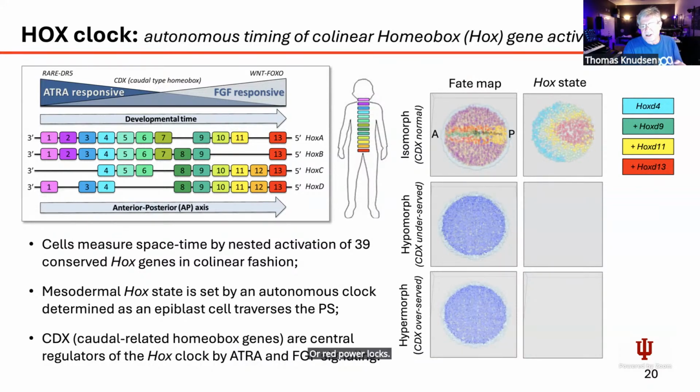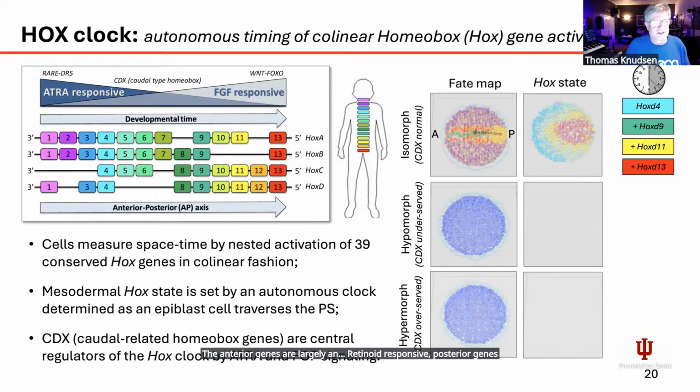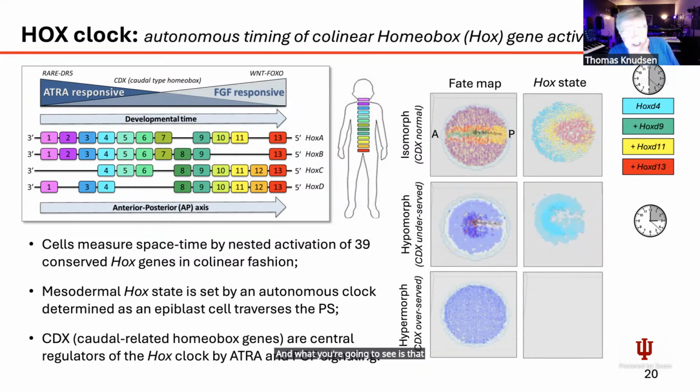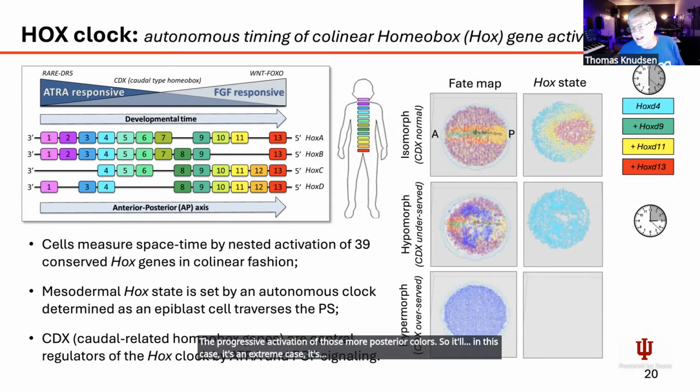So now we can start messing with the signals that regulate CDX. And if you look at the map to the left, the anterior genes are largely retinoid responsive, posterior genes are largely FGF responsive. CDX is coordinating that. If we do things that reduce the expression of CDX, so you see this hypomorph, what you're going to see is that you don't get the progressive activation of those more posterior colors. So in this case, it's an extreme case. They're all going to stay in the light blue.